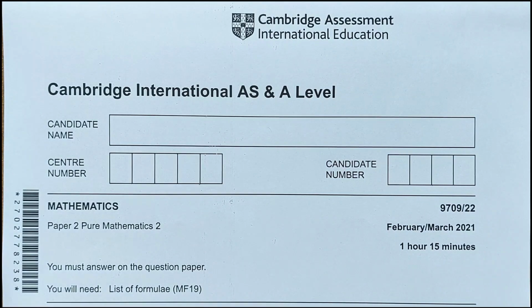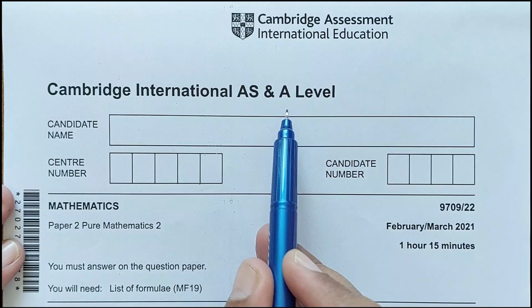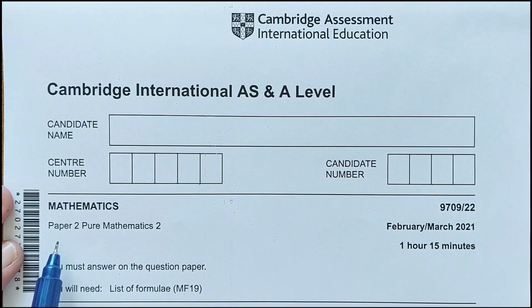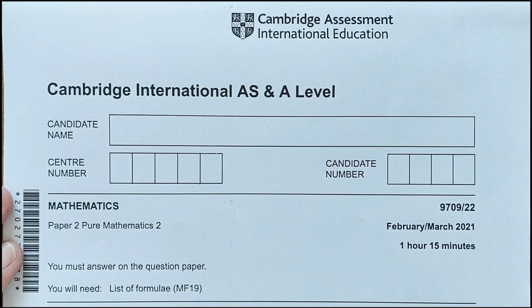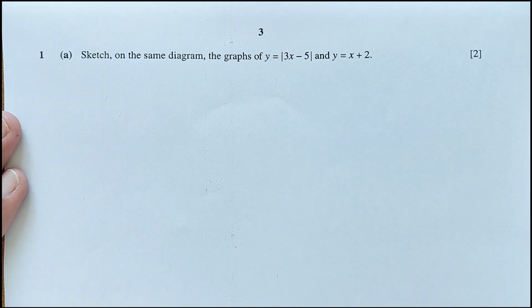Hi everyone, in this video I'm going to solve A-Levels Pure Mathematics Paper 2 in a session February-March 2021, Paper 2-2. So let's start with the first question. Question number 1 part A.